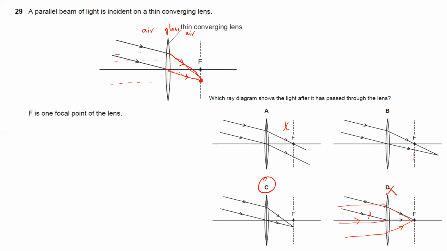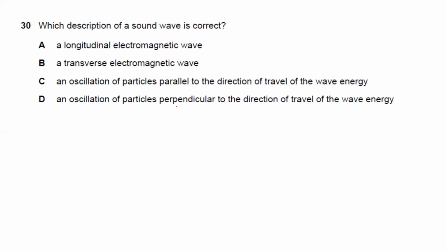So next question. Question 30. Which description of sound wave is correct? A, a longitudinal electromagnetic wave. Sound wave is only a longitudinal wave, not electromagnetic. B says a transverse electromagnetic wave. No, it's simply a longitudinal wave.